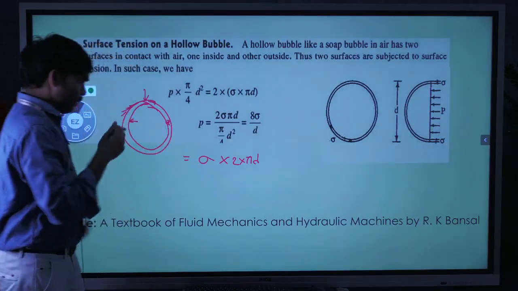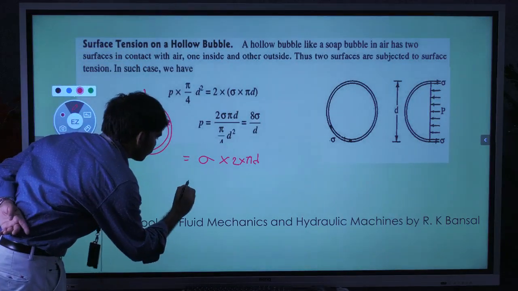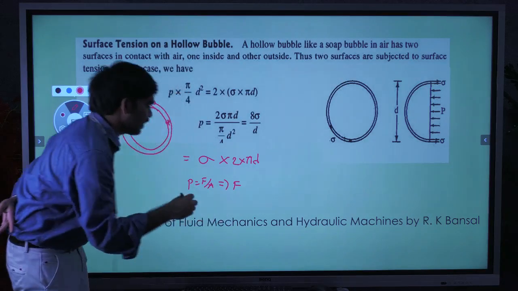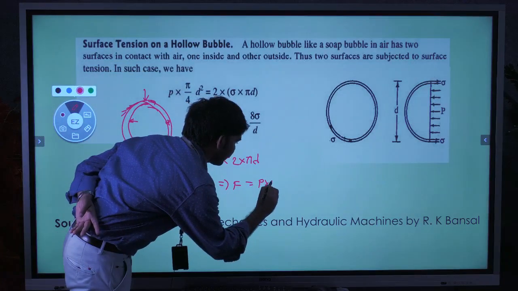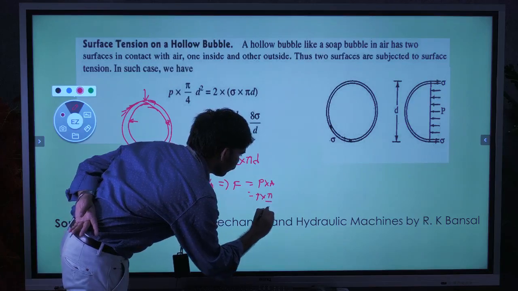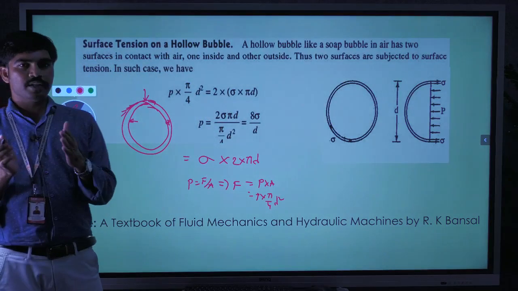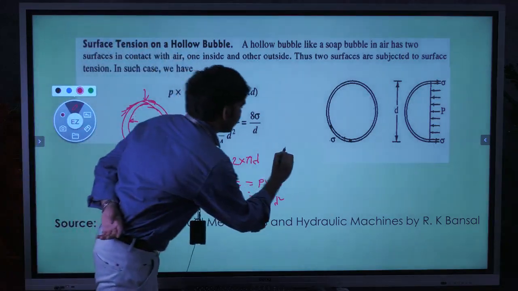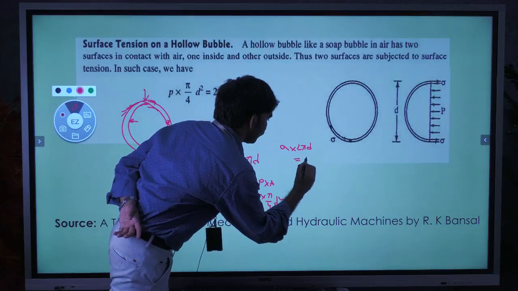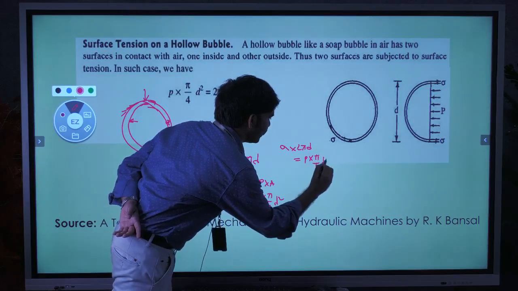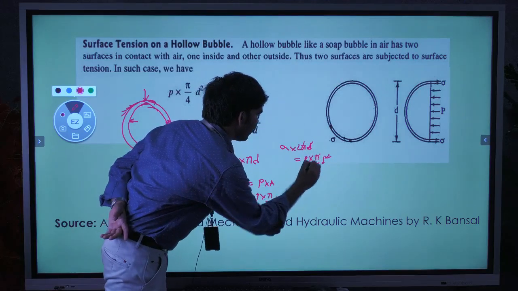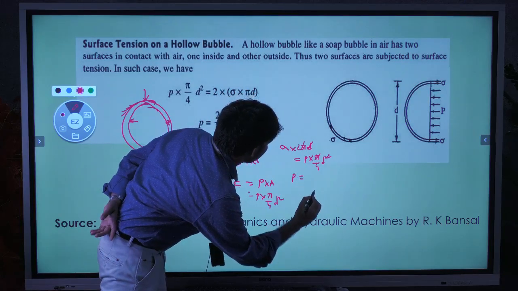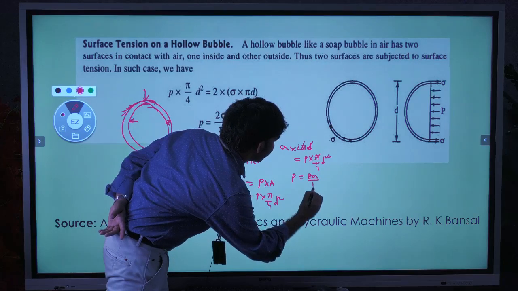Next, what is the pressure? Pressure is force per area. We already derived that the force acting inside the droplet will be pressure intensity into area, that is P into pi by 4 d square. When the liquid droplet is in equilibrium, these two are equal and opposite to each other. So sigma into 2 pi d will be equal to P into pi by 4 d square. So d will cancel, pi will cancel. So P is equal to 8 sigma by d.